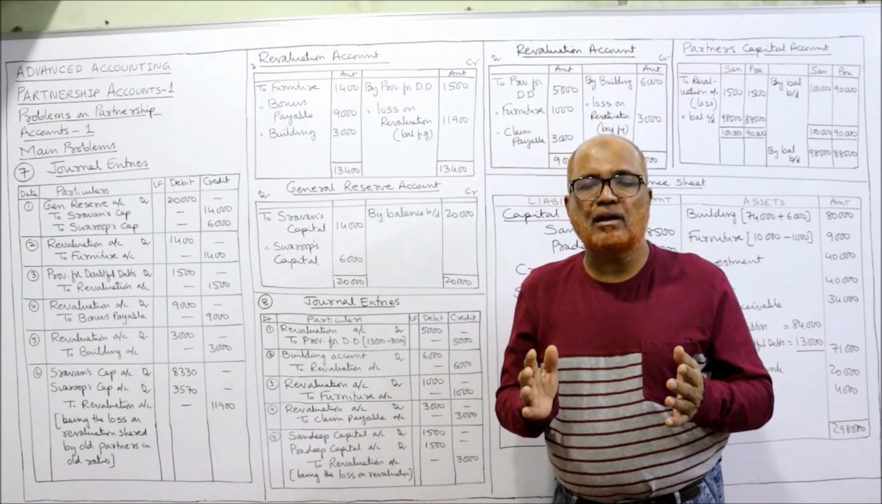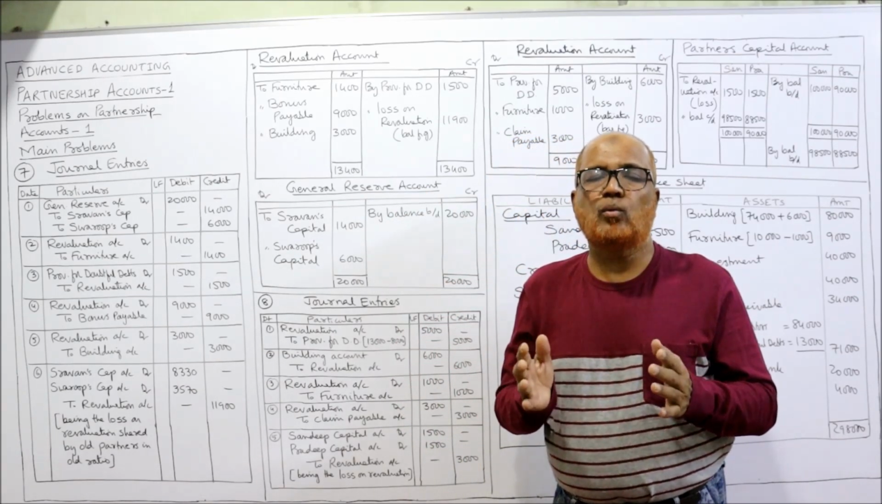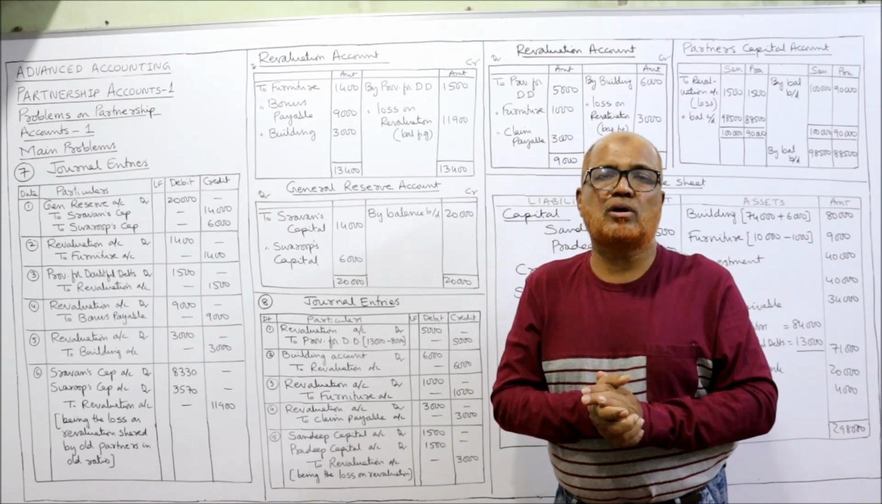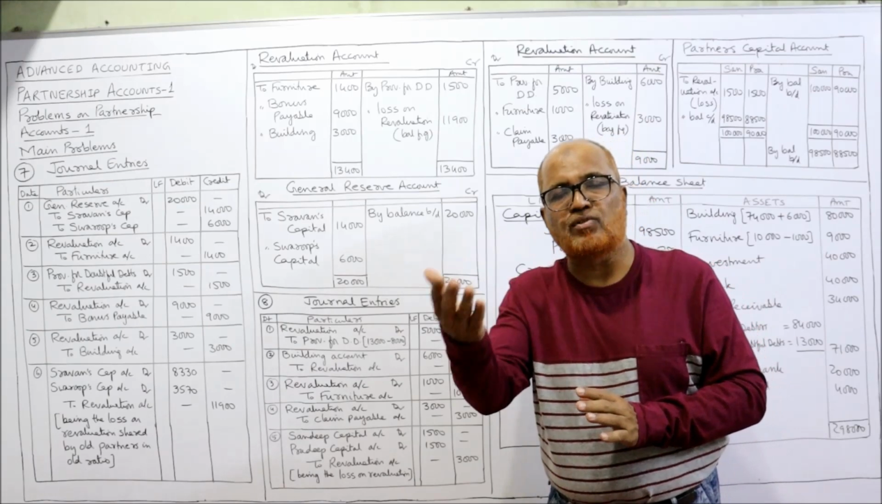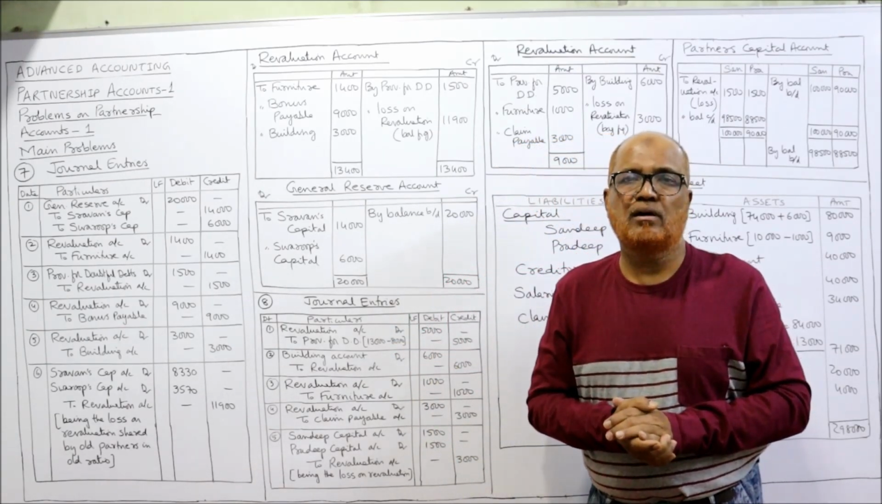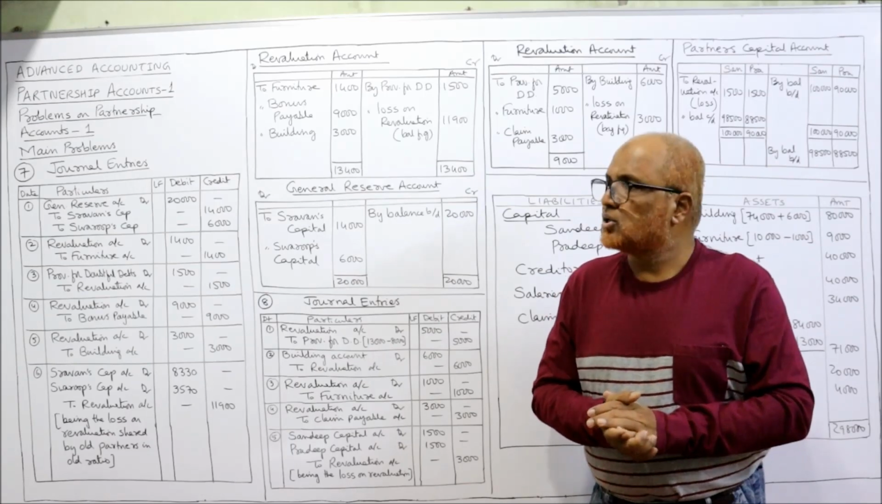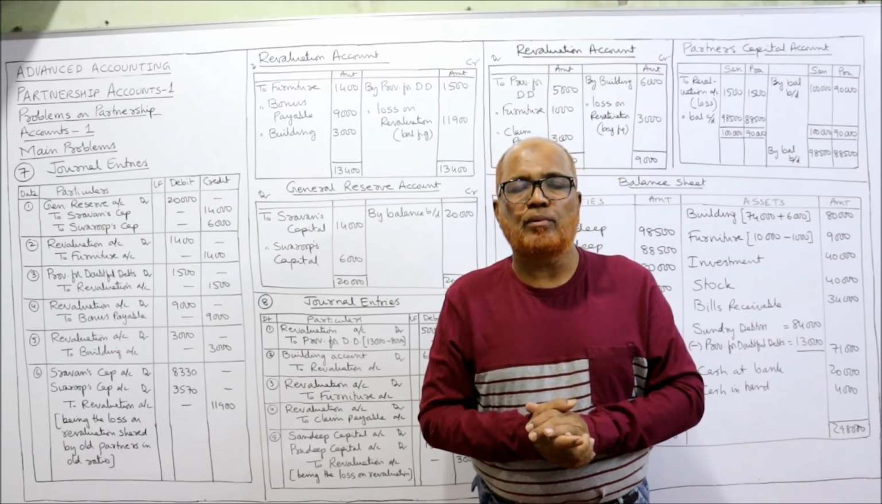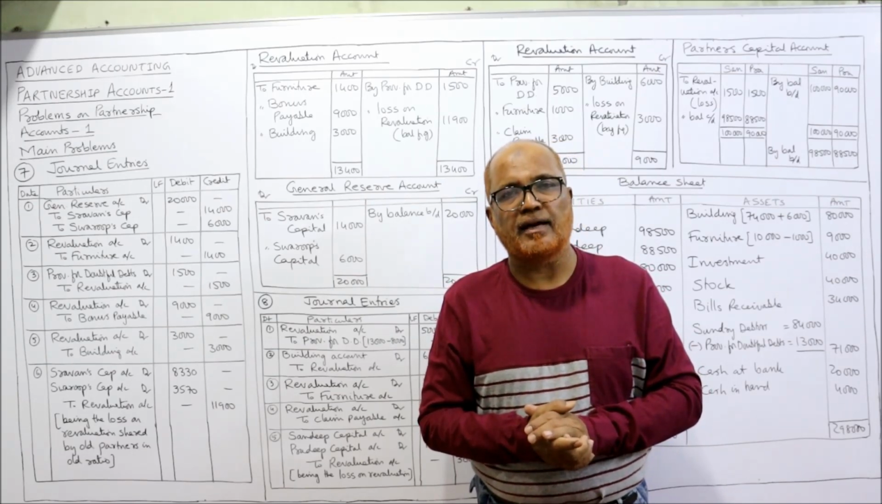Similarly, if you want to increase the liability, credit liability, debit revaluation account. If you want to decrease the liability, debit liability and credit revaluation account. So after making that revaluation account, you have to find out whether there is profit or loss on revaluation, and that profit or loss on revaluation will be transferred to old partners capital account in the old profit sharing ratio. That's it. So 7th, 8th problem we have completed. Now 9th problem inshallah will take up in the next video.